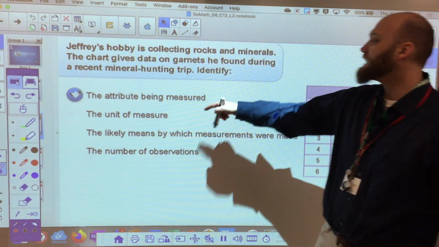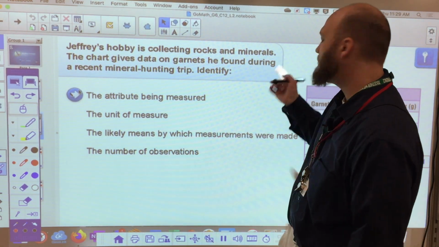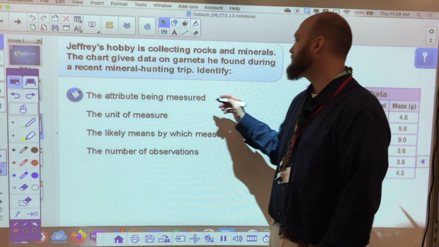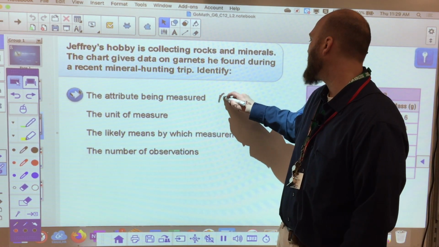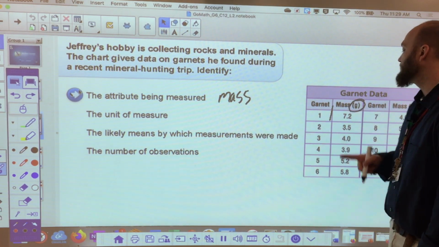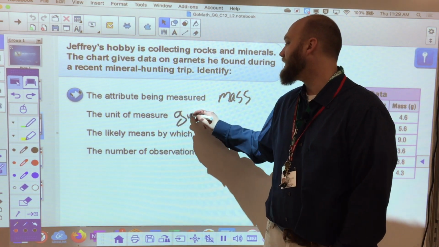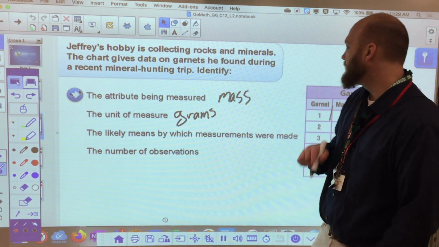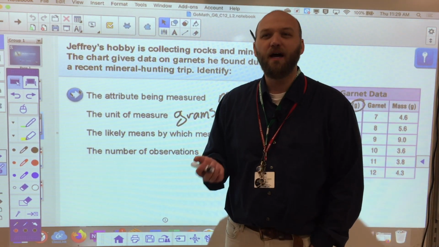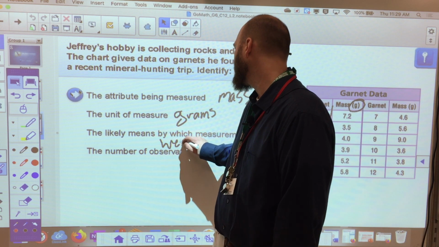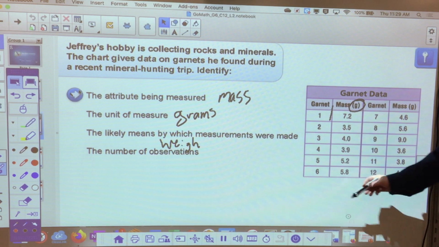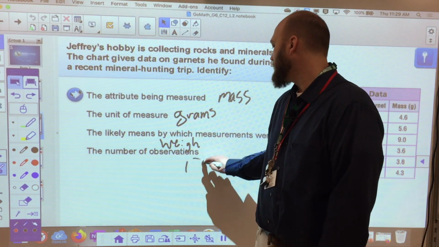Now, the attribute being measured. Well, what are we measuring? We are measuring, out of all of these stones, they're garnets, we are measuring their mass. And the unit of measure, how am I measuring their mass? I'm measuring it in grams. The likely means by which measurements were made. Well, how would I measure the mass in grams? I would probably weigh it. And the number of observations. 1, 2, 3, 4, I have 12 observations.